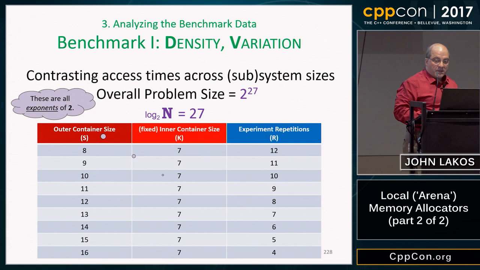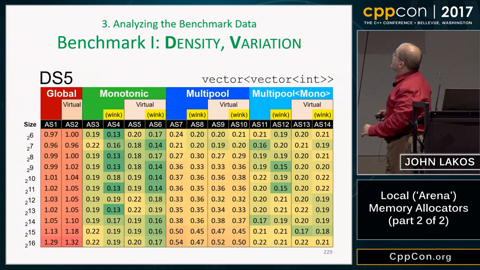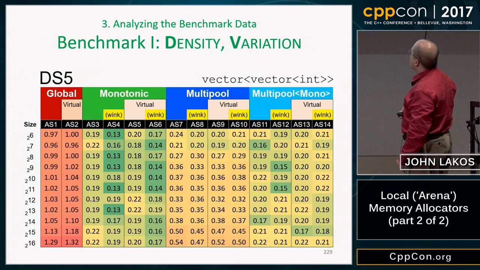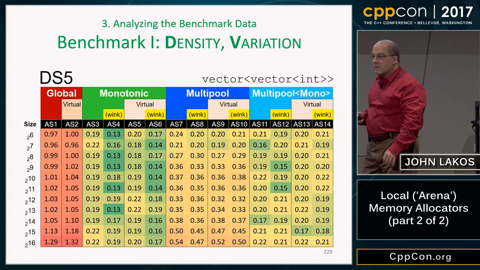So remember this. Here is data set 5. This is vector of int. Now look at it. Which one would you use and by how much? Monotonic. But do you see the difference in performance? Roughly a factor of 5.